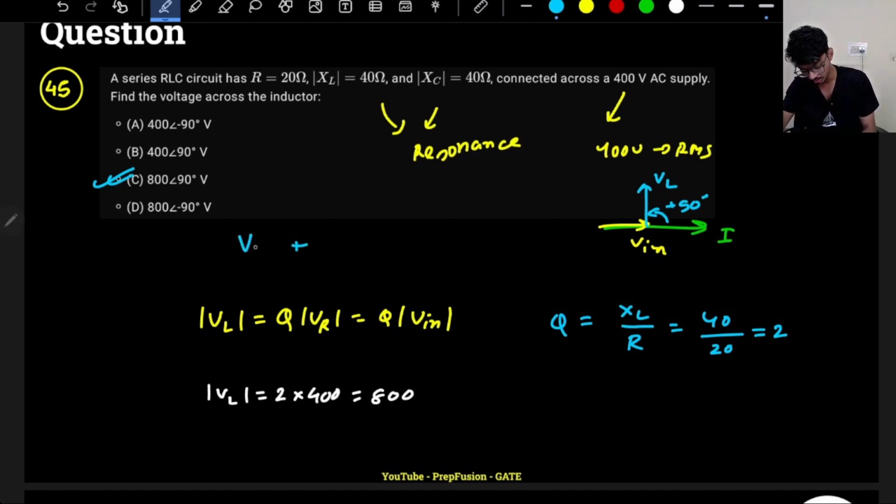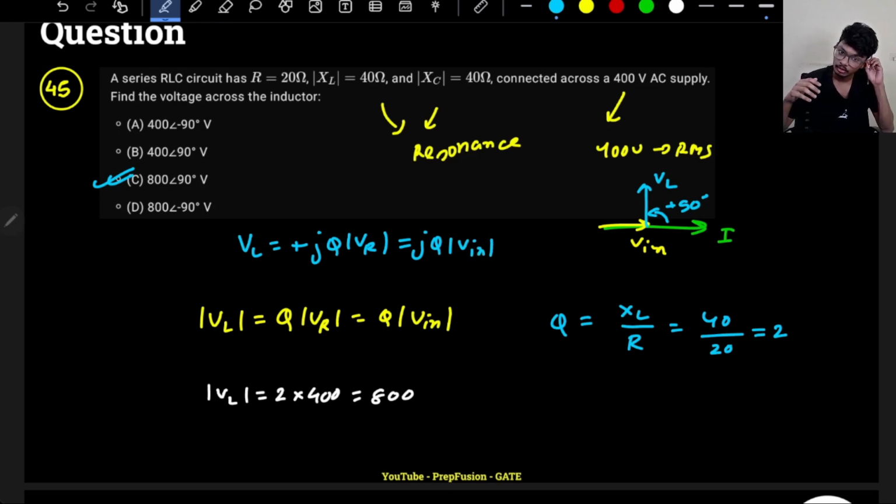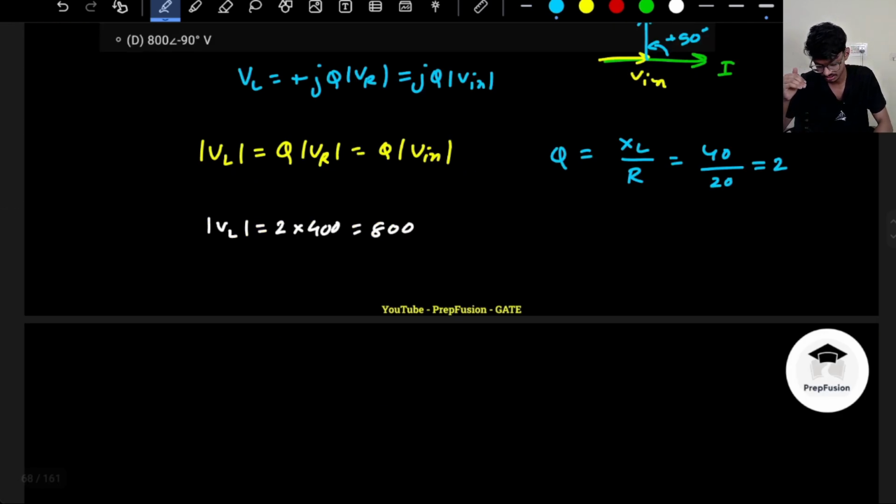Also you remember, your VL was equal to plus J Q into the magnitude of VR. This says the same thing, so whichever one is suitable to you. I hope you have understood this point, why it leads and all those things we have already discussed. Let's now move on to the next question.